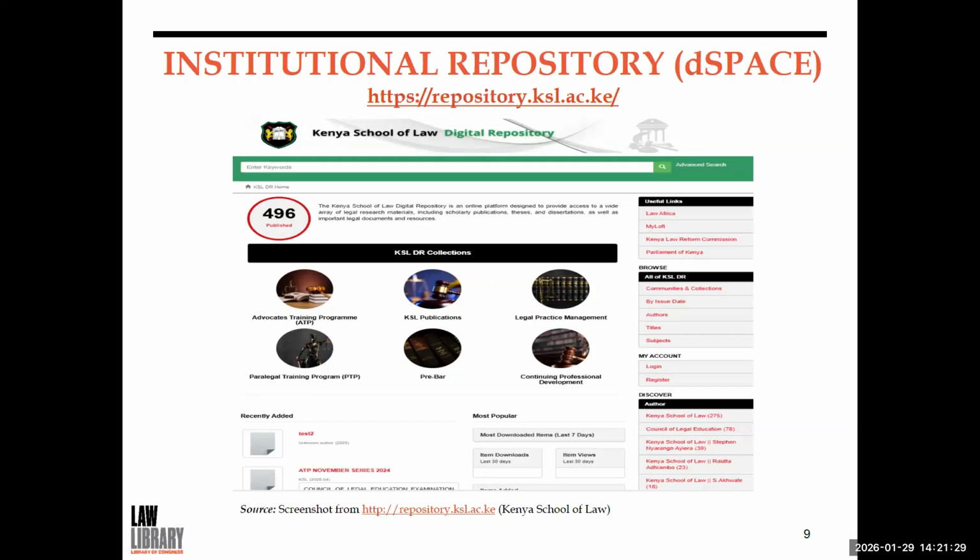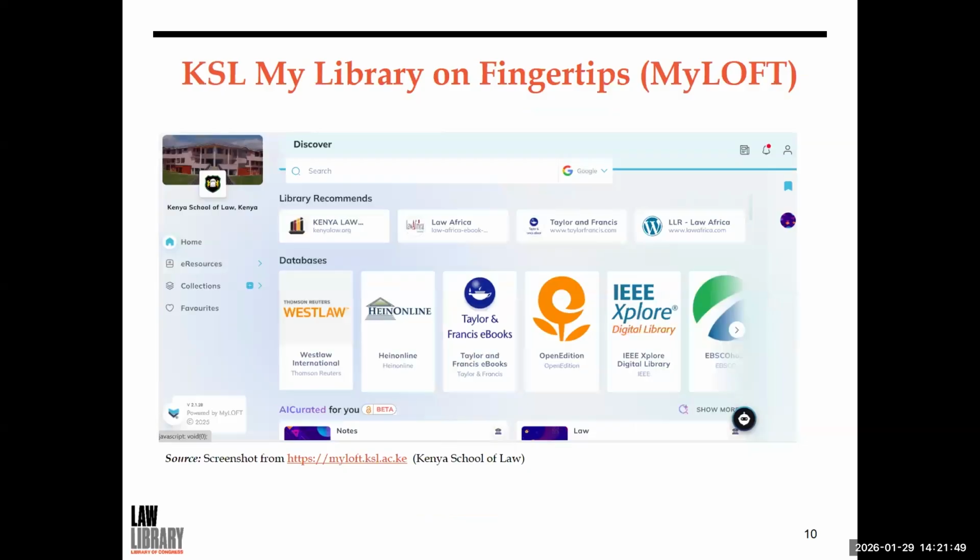Even other universities do that for their users, and in most of the institutional repositories in East Africa and more specifically in Kenya, the interface is almost the same. The content differs depending on what programs each institution offers.